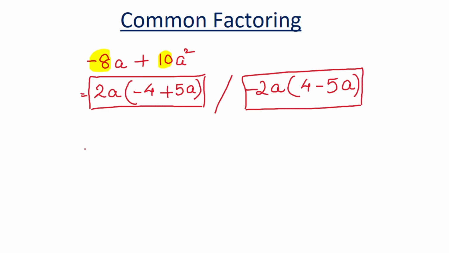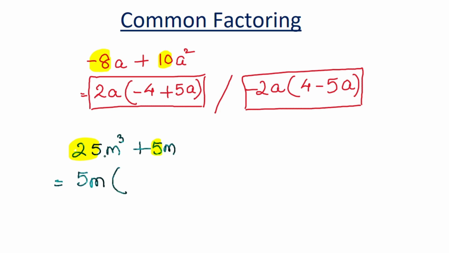Let us take another one. If we have been given 25m cube plus 5m. Now here again, we'll check out our numbers, which are 25 and 5. So our common factor is 5, because 25 and 5 both are divisible by 5. This has 3 m's multiplied together. This has 1 m. So 1 m is common in both of them. So out of those, we are going to take 1 m common. So 5m is our greatest common factor out of this given binomial.